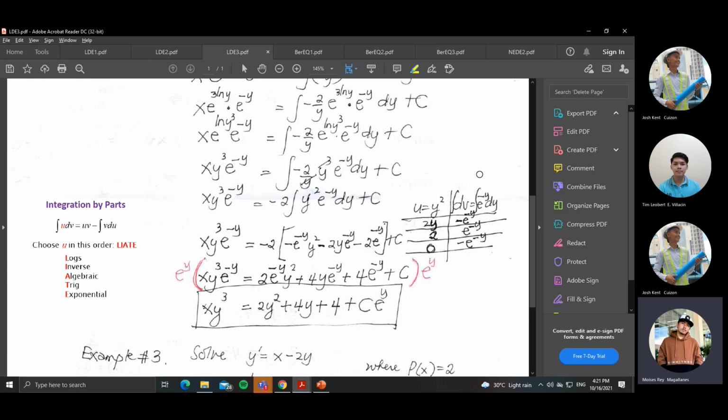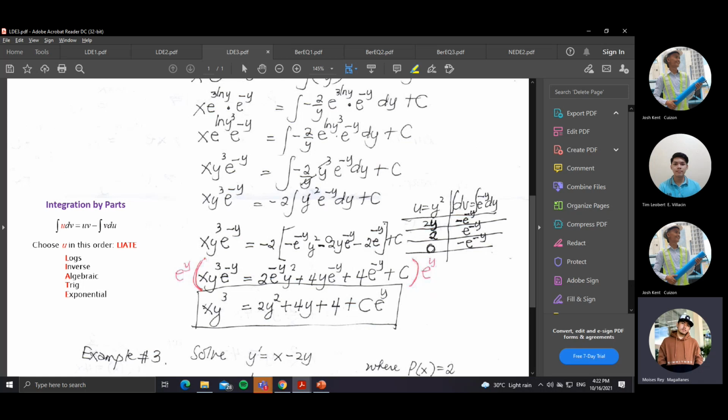And then for dv, we integrate e raised to the power of y. So the answer is negative e raised to the power of negative y. Then we integrate that again. Since we have a negative here, multiplying by another negative makes it positive, so positive e raised to the power of negative y. And then we integrate that again. It is the same, so our answer is negative e raised to the power of negative y.